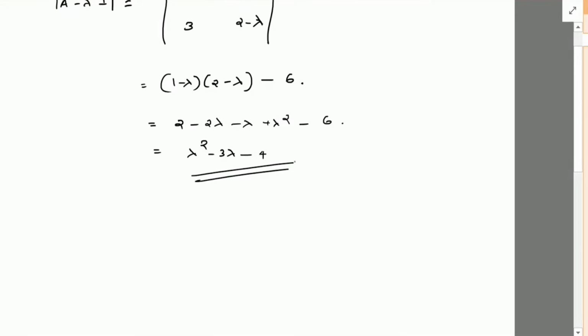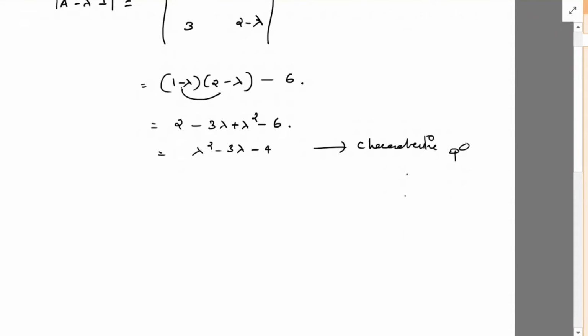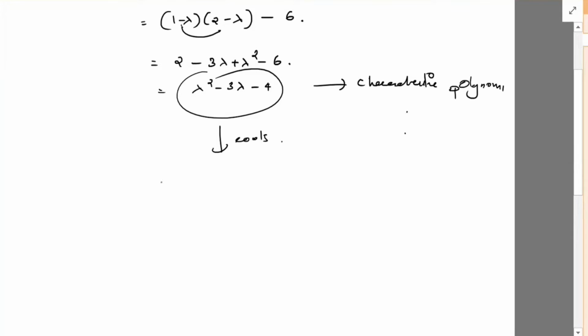So we got a polynomial. This polynomial is the characteristic polynomial. So what are the eigenvalues? We need to find out the roots of this polynomial. So we can factorize this polynomial. This is a quadratic polynomial. So how will you factorize this? The product is minus 4 and the sum is minus 3.